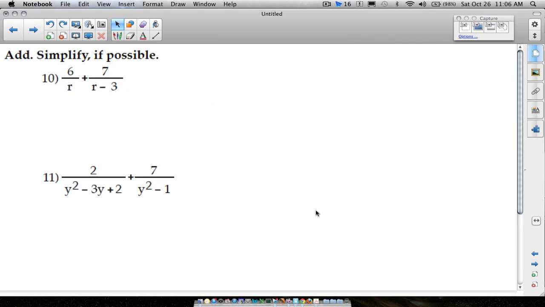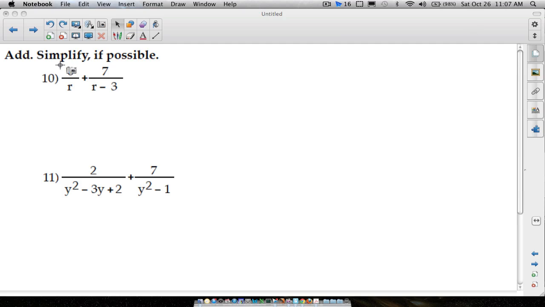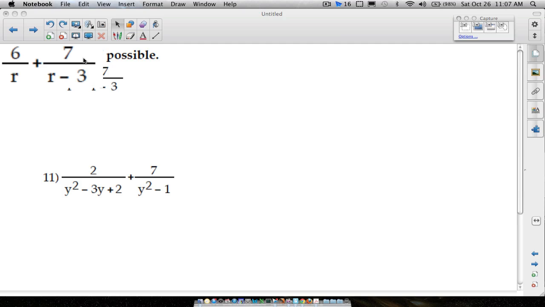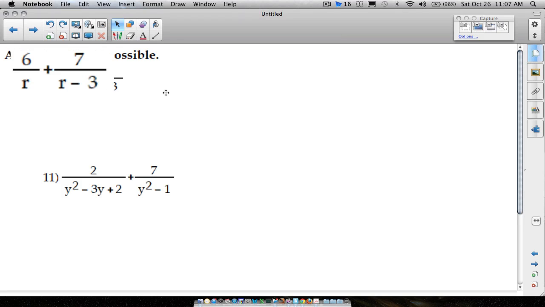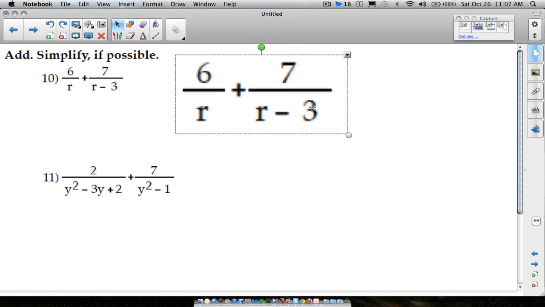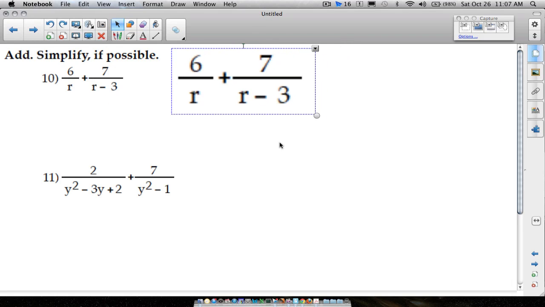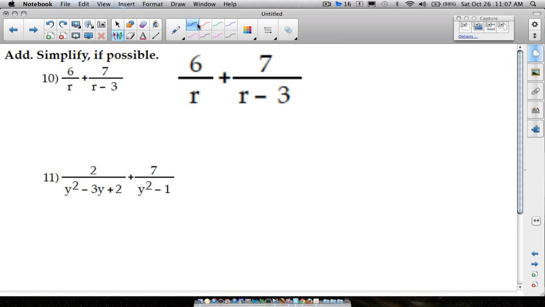Alright, 10 and 11. Now we're going to add. To add fractions, you have to have a common denominator. We got to do the same thing with rational expressions. So, the way I talked about it in class is make the bottom pieces match up. So to do that, since this fraction has a r all by itself, that is not that same r. This is actually r minus 3. You can't separate those numbers.